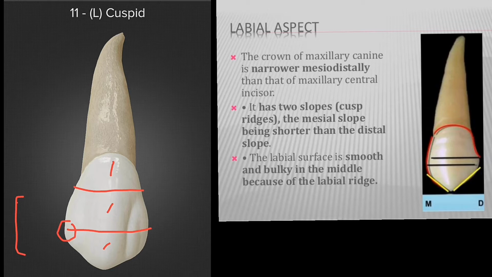So the contact area with the other tooth lies in this area, while the distal contact area lies at the middle of the middle third. So this is the middle third, right? In the middle of the middle third, the distal contact area is present. This is the area where it contacts the other tooth, that is the premolar.